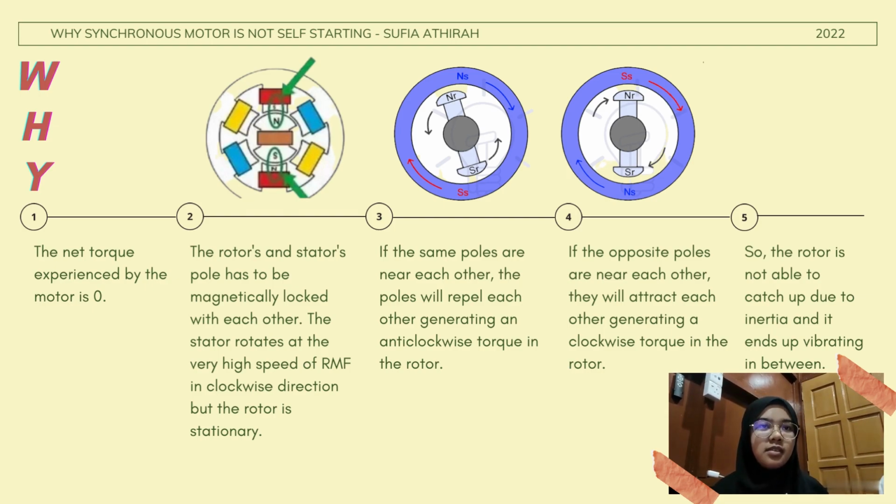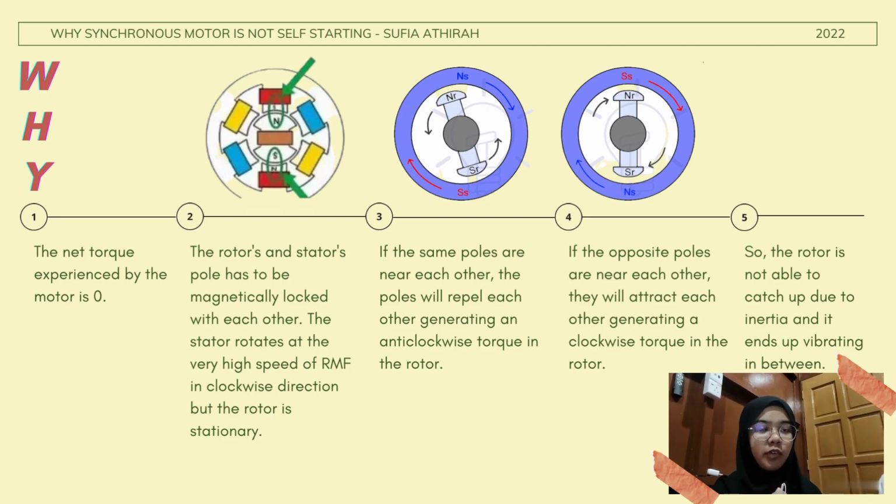In this figure, we can see that when the synchronous motor starts to operate, if the same pole of the stator and rotor are facing each other, they will repel and generate an anti-clockwise torque on the rotor. But if the opposite poles are facing each other, they will attract and generate a clockwise torque in the rotor. So the rotor will end up vibrating between the south and north of the stator. This is due to the inertia experienced by the rotor, and the speed of the stator RMF is too fast for the rotor to catch up.